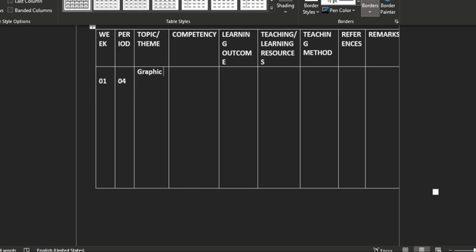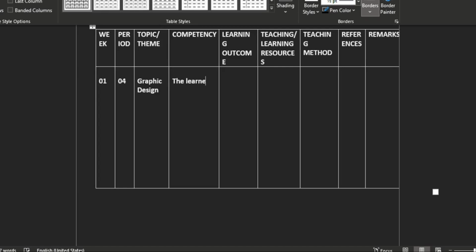So after we have finished constructing, we are going to enter our data from the first column, that is week. Let's say, for example, when you've just started the term, that's going to be week one. Then the period, let's say it's going to be 4 periods. Those are like 2 lessons, 4 periods.